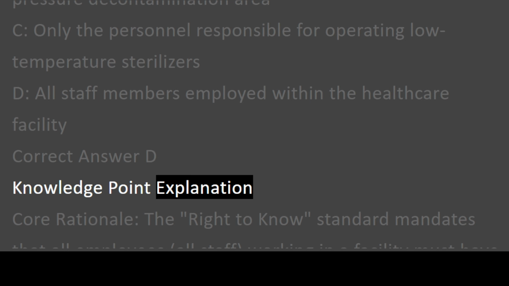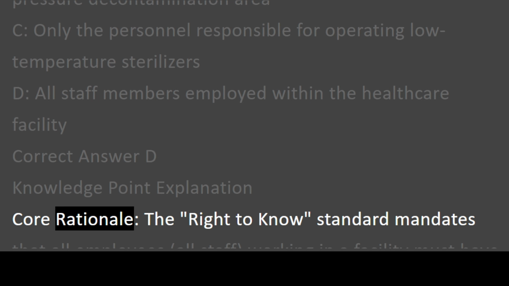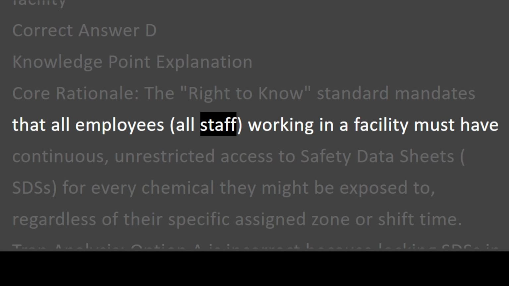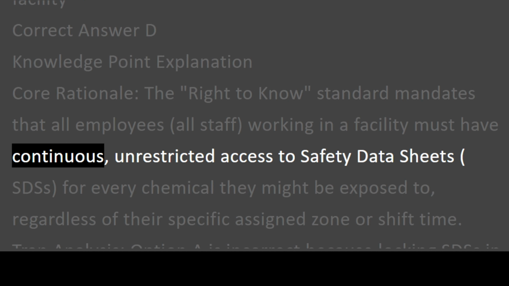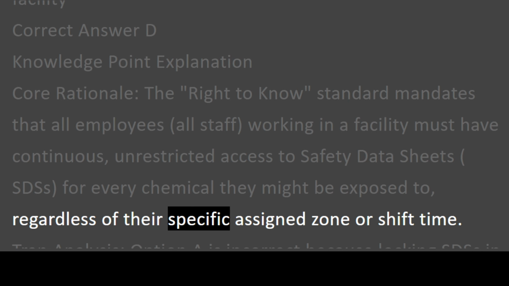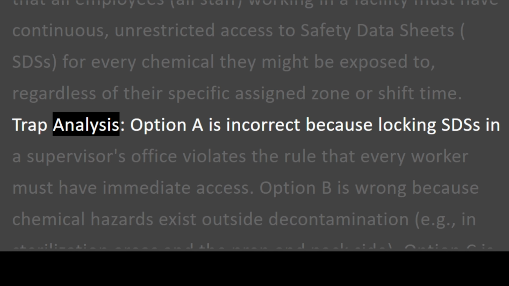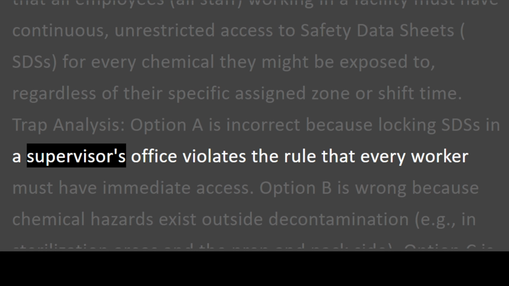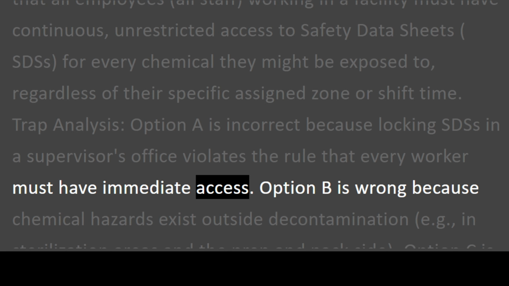Knowledge point explanation. Core rationale. The right to know standard mandates that all employees, all staff, working in a facility must have continuous, unrestricted access to safety data sheets, SDSs, for every chemical they might be exposed to, regardless of their specific assigned zone or shift time. Trap analysis. Option A is incorrect because locking SDSs in a supervisor's office violates the rule that every worker must have immediate access.